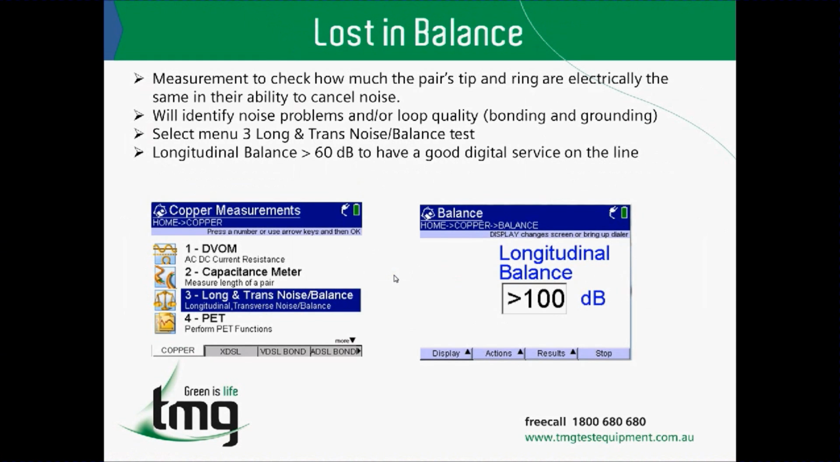Balance on the line is the most important of all for the line to be able to carry next generation ADSL services. The third menu inside the copper measurements has the length and trans noise balance. A value of greater than 60 dB would be sufficient for a good line. That is, sufficient for a line to run a DSL service on it.